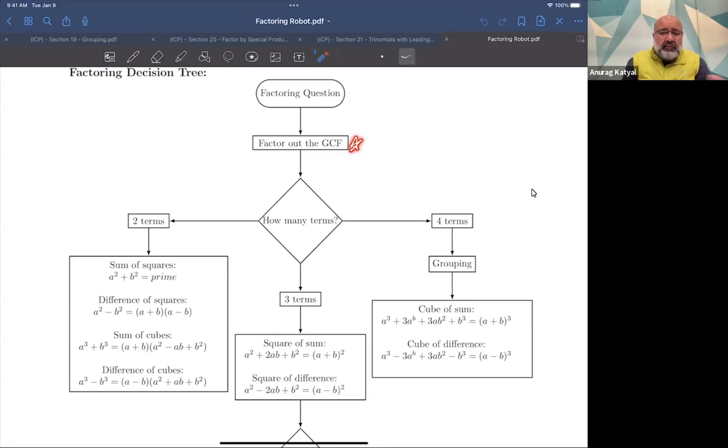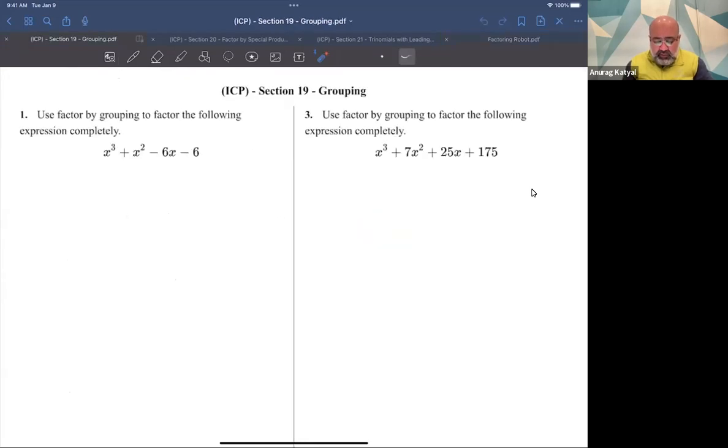The next thing after the GCF is to look at how many terms we have. So if we have 2 terms, we'll be doing this. If we have 3 terms, we'll go down this path. If we have 4 terms, we'll go down this path. So section 19 has to do with grouping.